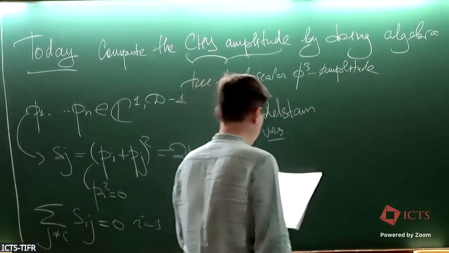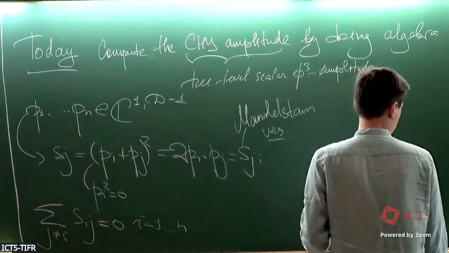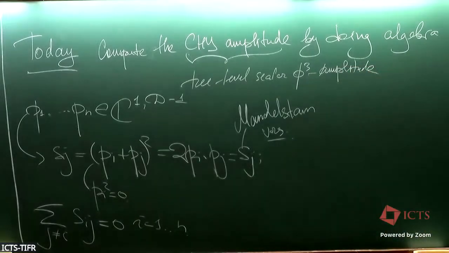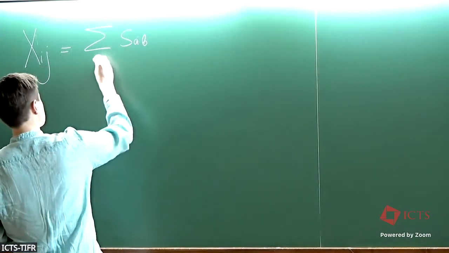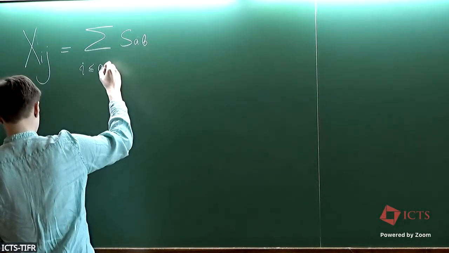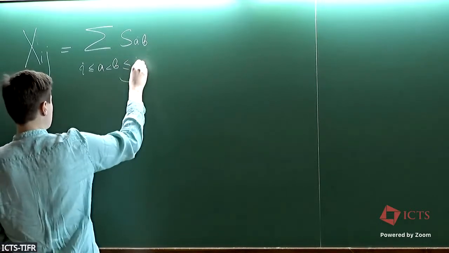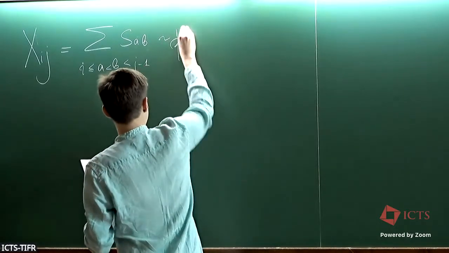To construct yet another set of kinematic variables, and those will be the ones that will give rise to our scattering potential. So we introduce new coordinates now. The coordinates are called x_ij, and those are linear combinations of Mandelstam invariants, where the indices here are ordered, so a is smaller than b, but also both indices are between i and j minus 1. And so those are planar kinematic functions.